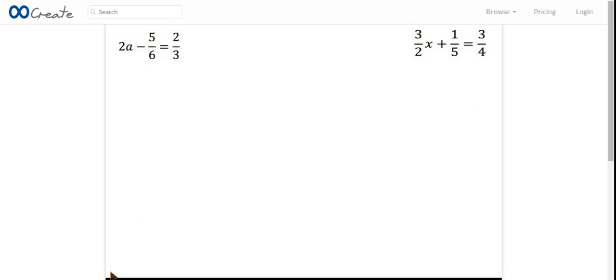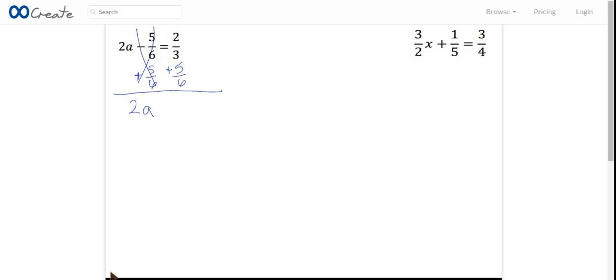2 times some number I don't know, minus 5/6 gives me 2/3. So the first thing I would do is I want to get rid of the 5/6. So I write 5/6 underneath, and I have subtraction in front of it, so I'm going to write addition so that cancels out and makes my 0 pairs. Okay. So I'm left with just 2a on this side. But since I added 5/6 on the left, I have to add 5/6 on the right.